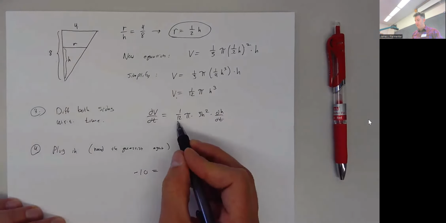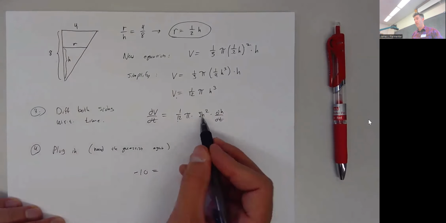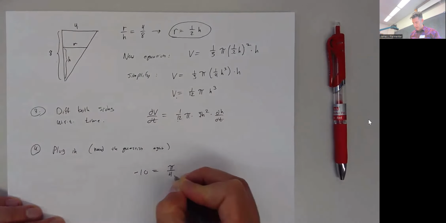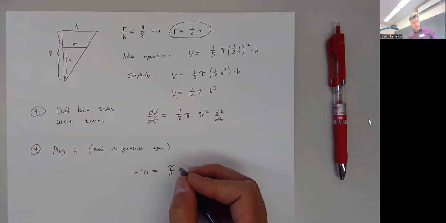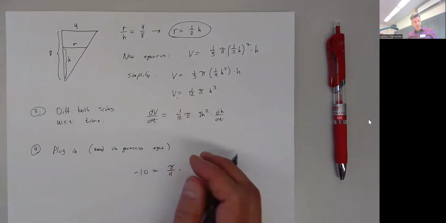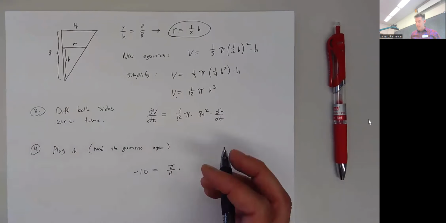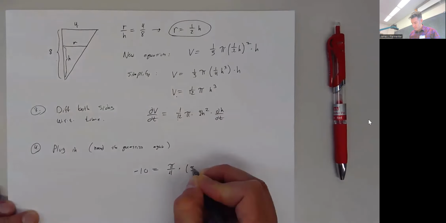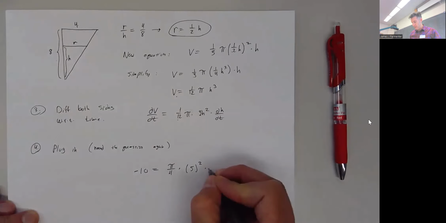The 1/12 times 3, we should simplify just to 1/4. Or really, let's write it as pi over 4 instead of 1/4 times pi. They asked us when the height of the liquid in the cone is 5 inches high, so we should be setting height equal to 5 inches. Find the rate of change of the height.